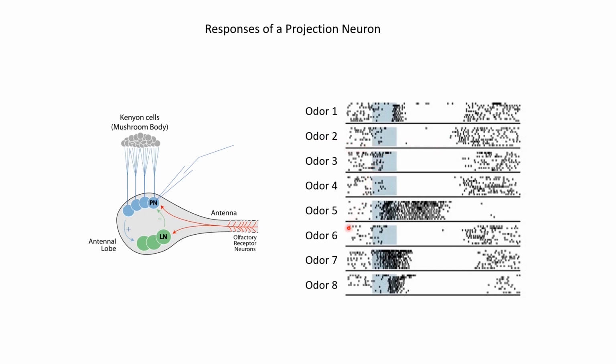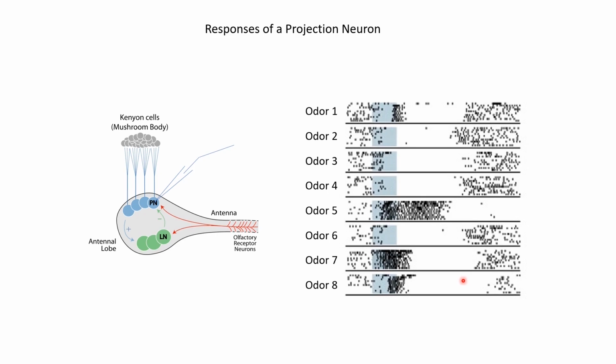But for some odors, such as odor 5 here, we see a long excitatory period and then a long inhibitory period after that. And for odor 7 and odor 8, we see somewhat shorter excitatory periods and then inhibitory periods after that. So it is clear that the exact temporal pattern of spikes depends on the identity of the odor, even within the same neuron.